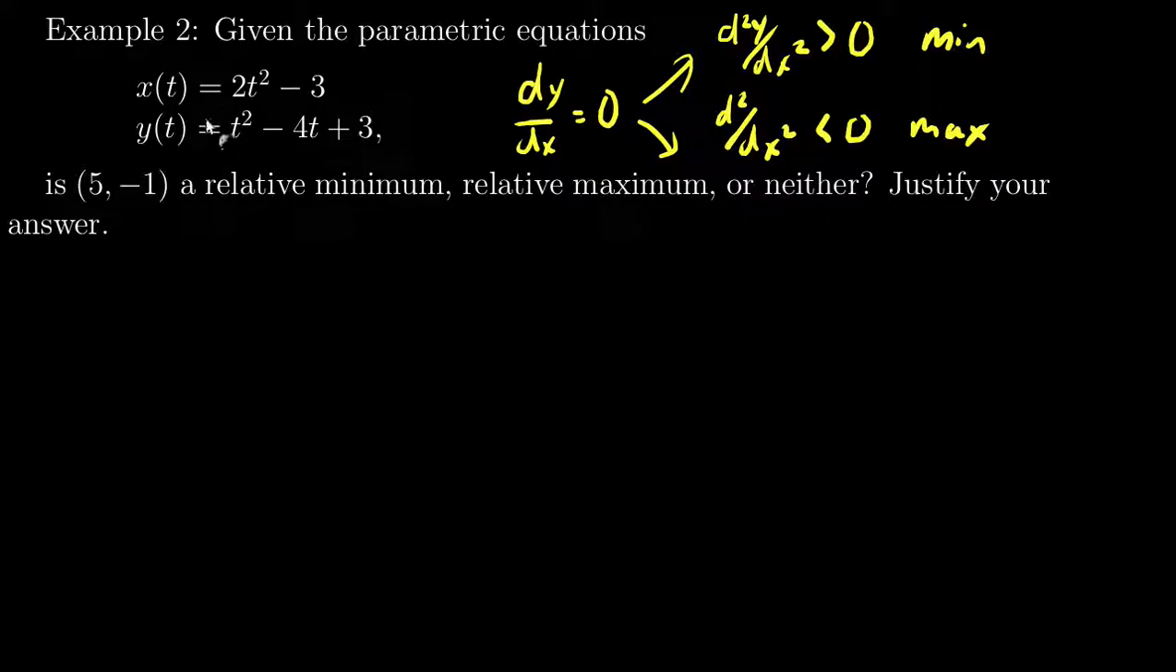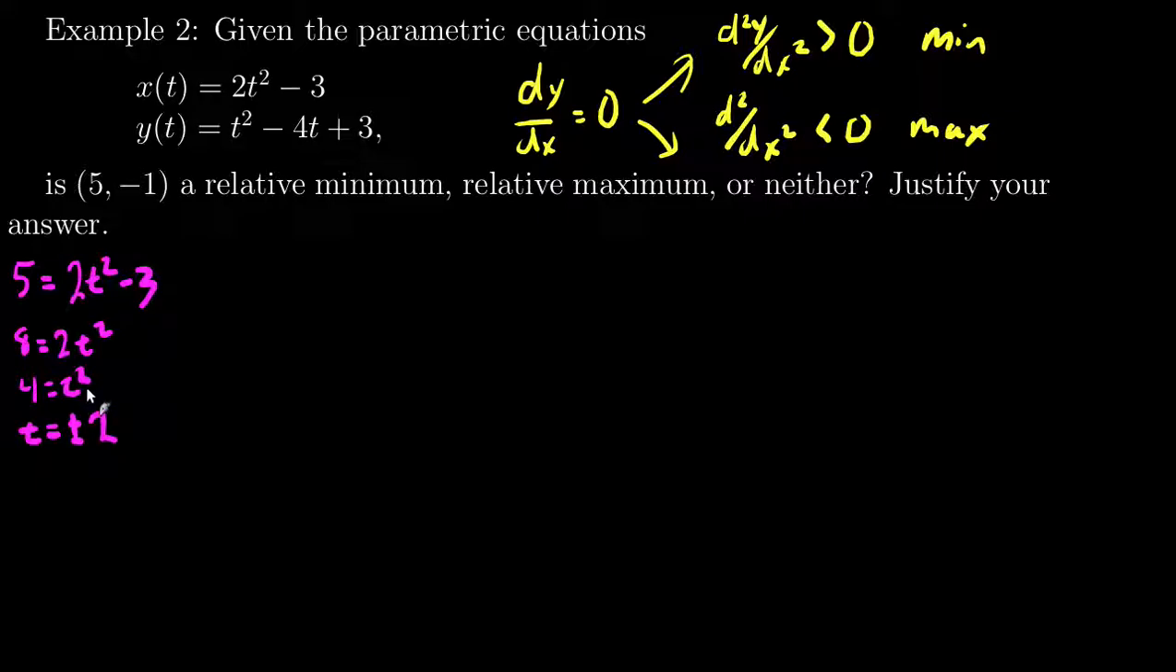First thing I should look at is I need to get a t value. So they gave me (5, negative 1), but I need a t. So here's how I do that. Well, x is 5, so I can set up the equation 5 equals 2t squared minus 3 and solve for t. So I'll add 3 and get 8 equals 2t squared. Divide by 2, 4 equals t squared. Take the square root, and I get t is plus or minus 2.